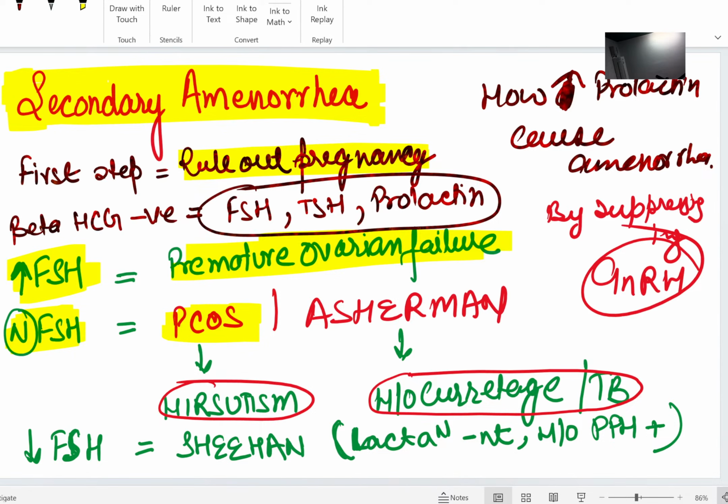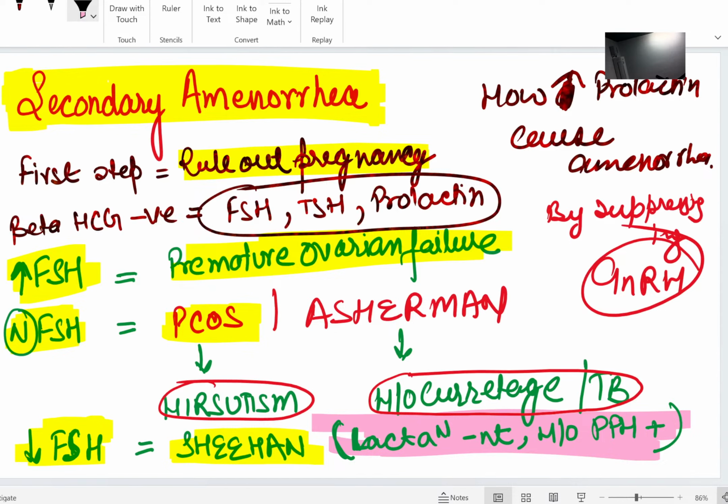And if the FSH is decreased, then it is Sheehan syndrome. Here the patient also gives the history of absent lactation and PPH present. Clear? So simple.